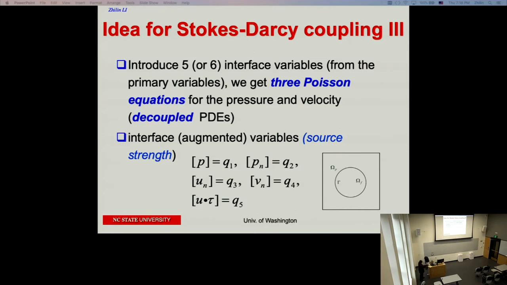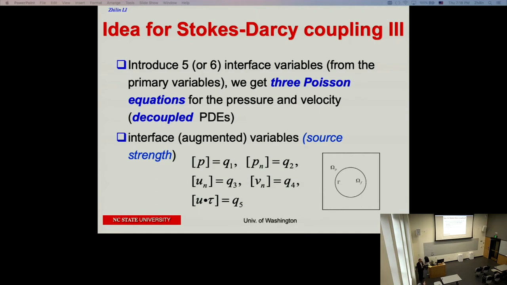So that's what I just mentioned. I can introduce five and I can introduce six. And that's actually the question of what's the best augmented variable. So I choose five, and can we choose six? And how do we know the two systems are equivalent? Anyone have any questions? Yes?